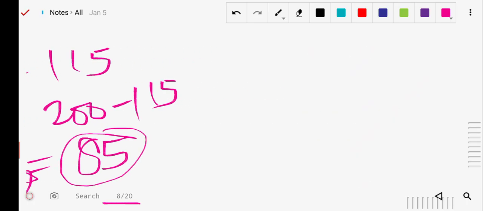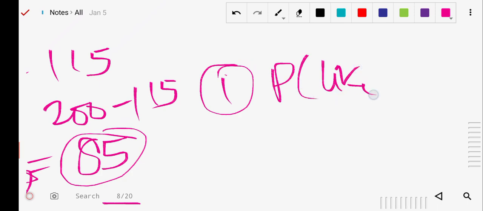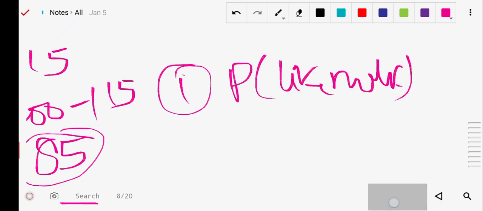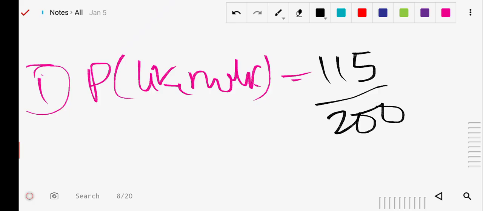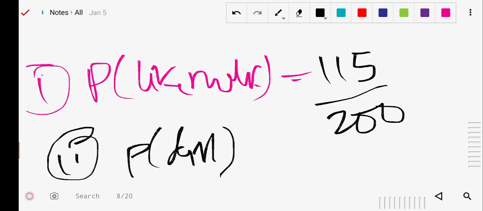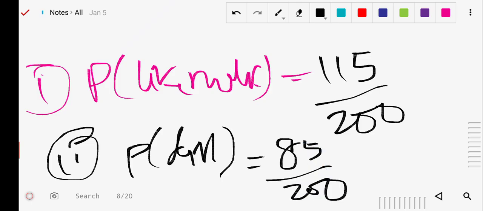Now to solve the first question, likes. P of like milk. How much? P likes means how many are liking? 115. This is the favorable condition, out of how much? 200. That's your answer. You can solve it also, you can divide. Then number two, P of dislike. Dislikes are 85 out of 200. You can divide it, yes, it will divide by 5. You will get the answer.